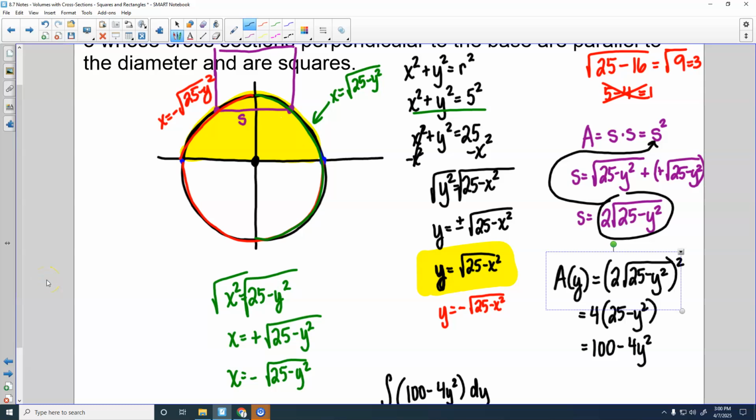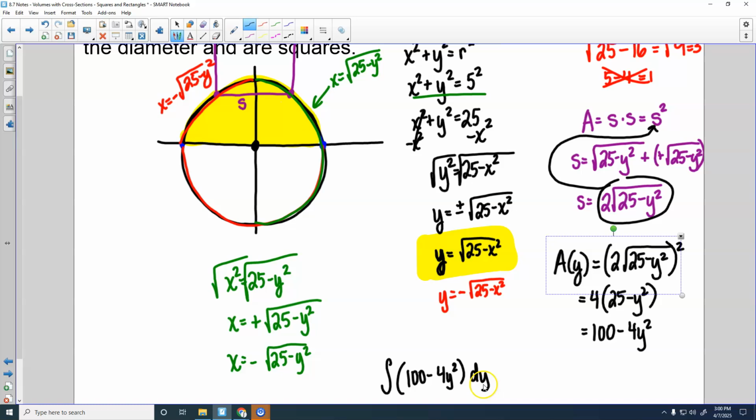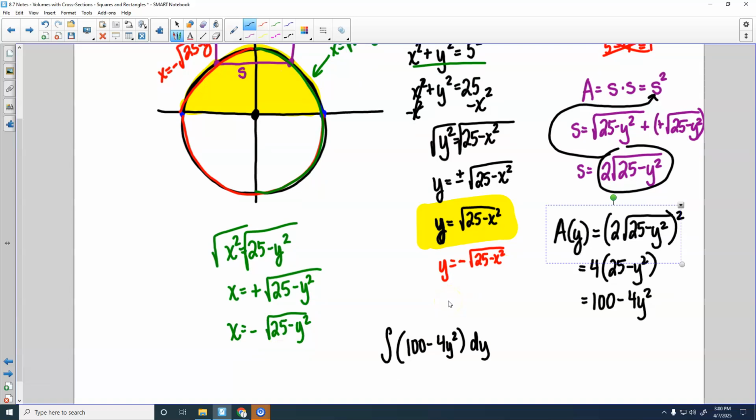Not negative 5 and 5, because those values come from the x-axis, and we are doing this in terms of y. So on the y-axis, it's going to be 0 to 5, because we're only doing a semicircle base, right? We're not doing the whole circle. We're only doing the semicircle base. So we'll go 0 to 5.